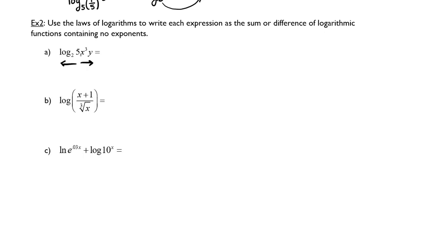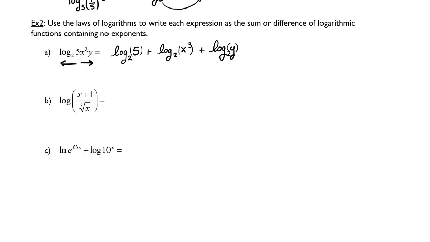I have log base 2 of 5 x to the third y. I'm going to first break the different logarithms apart because of multiplication. So multiplication now becomes addition. So I have log base 2 of 5 plus log base 2 of x cubed plus log base 2 of y. And I'll go ahead and put this 5, x to the third, and y in parentheses so you can kind of see what is inside the log and what is not.